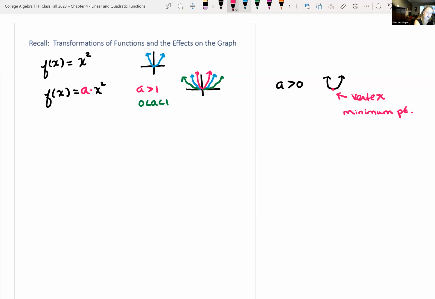Recall if our value of a was less than 0, that took our graph and changed the y values to negative. So that would give us a reflection across the x-axis by our transformations. So if a is less than 0, the parabola is facing downwards, and our vertex is going to be a maximum value.